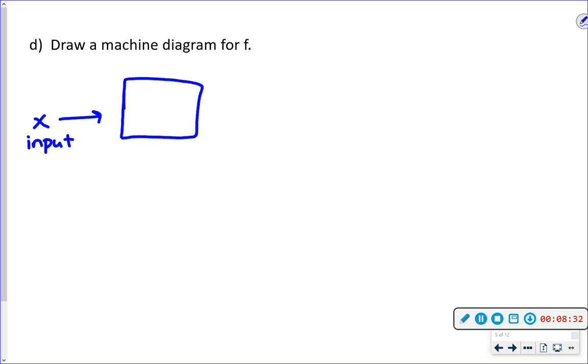I'm just going to put a rectangle. And I'm just going to say that we're going to square and add 4. That's what we're doing. And that kicks out, of course, your answer or your output. There is my lovely diagram.